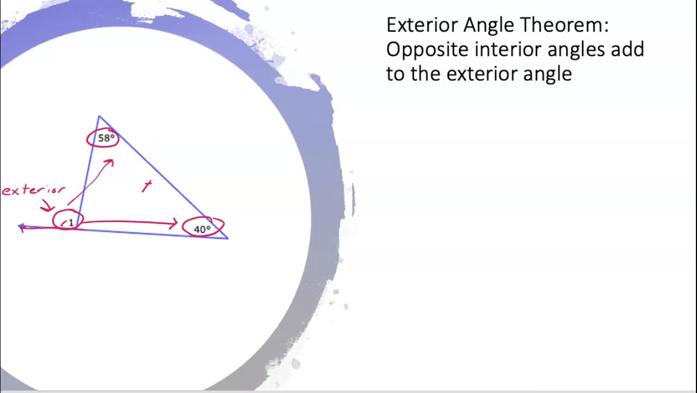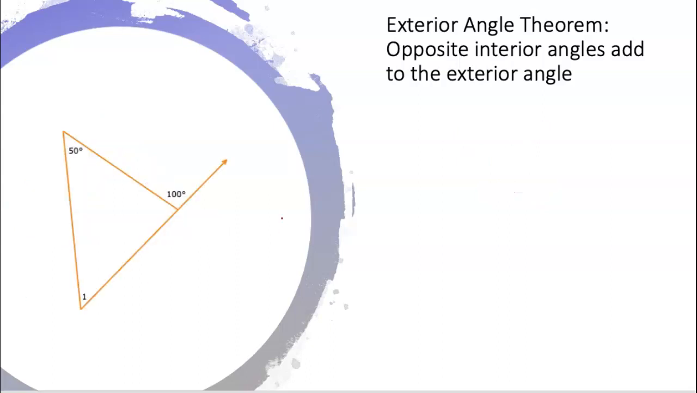So this is angle 1. Sometimes you'll see it like this, has a little angle sign. So I'm just going to use an x to set up my equation. I'm going to say, well, 58 plus 40 equals that outside angle. Well, what's 58 plus 40? Yeah, 58 plus 40 is 98 equals x. Or I can say that angle 1 is equal to 98 degrees. So again, the outside, this exterior angle, is equal to adding up both of the opposite interior angles.